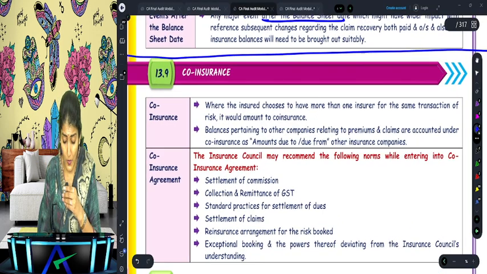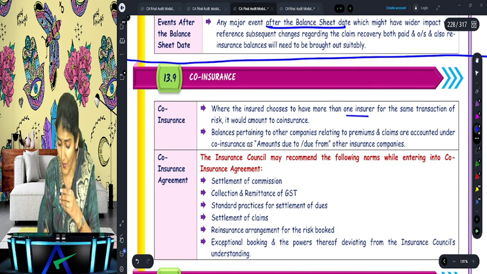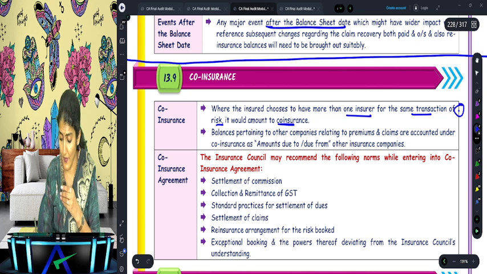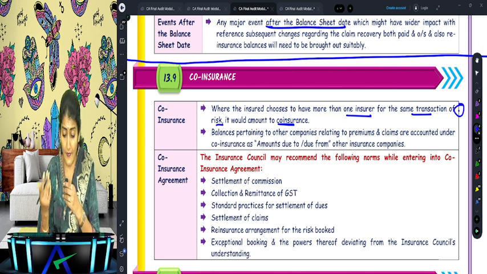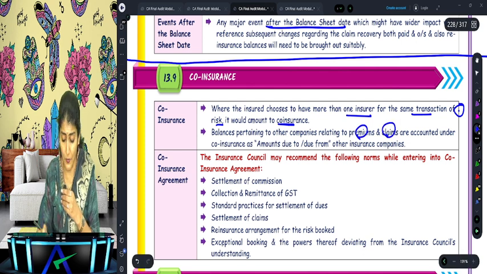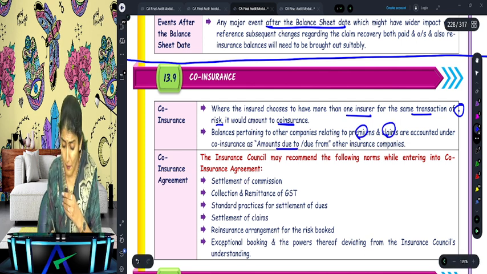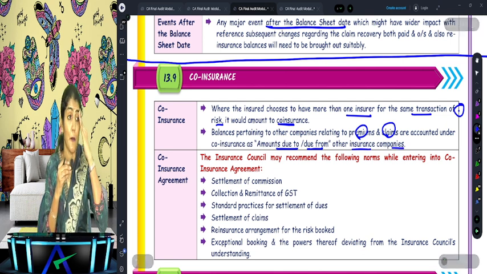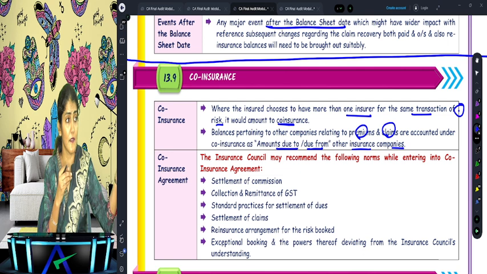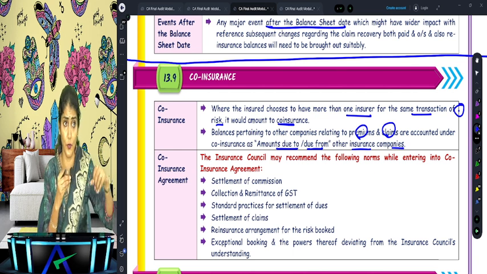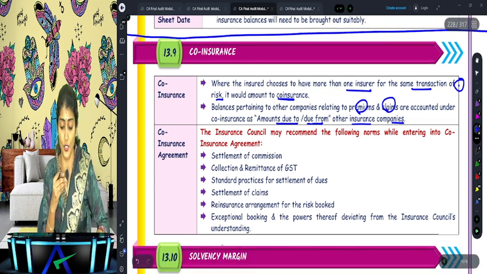Okay, right? So what is co-insurance? It says more than one insurer for the same transaction of risk. It amounts to co-insurance, right? So for the same transaction, right? And then balance pertaining to the other companies relating to premiums and claims are accounted as under co-insurance as amounts due to or due from the other insurance company. Where will it be amount due to? When it is outgoing co-insurance, and due from when it will be the incoming co-insurance, right? So due to or due from the other insurance company.